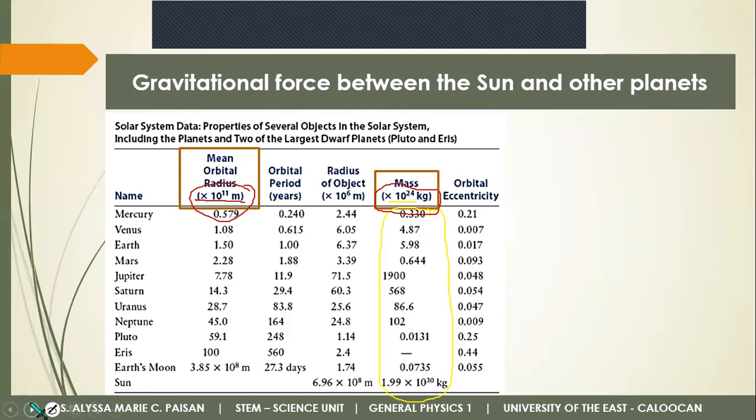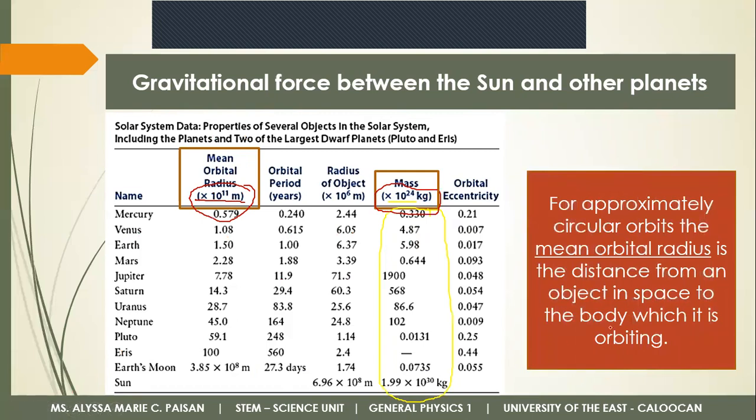Yung totoo. Ayan. So for approximately circular orbits, the mean orbital radius is the distance from an object in space to the body which it is orbiting. Okay, kaya gagamitin natin to know the gravitational force between the sun and other planets. We're going to use the mean orbital radius and not the radius of the object. Okay, may dalawa kasi tayong radius dito. We're going to use the mean orbital radius because that's the distance from the object in space, specifically the planets, from the object it is orbiting. Saan ba nag-orbit ng mga planets natin, di ba, sa sun? Okay?